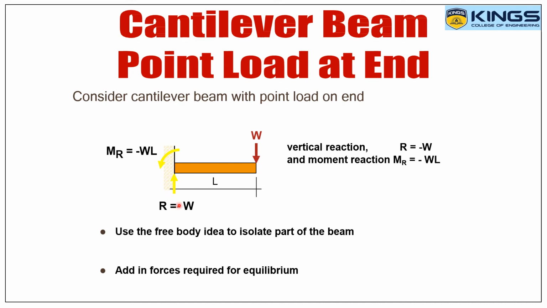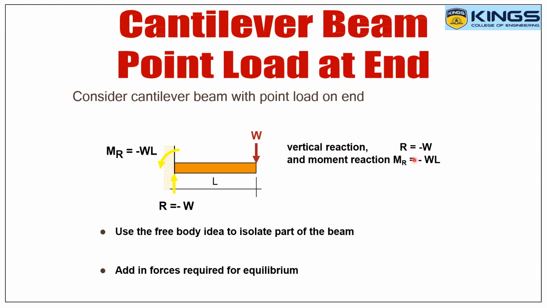So here is an example of a cantilever beam with a point load at its end. A cantilever beam is nothing but a beam where one end is the fixed end and the other is a free end. The point load is at the free end. The length of the beam will be L. The reaction will be the negative of the load applied.